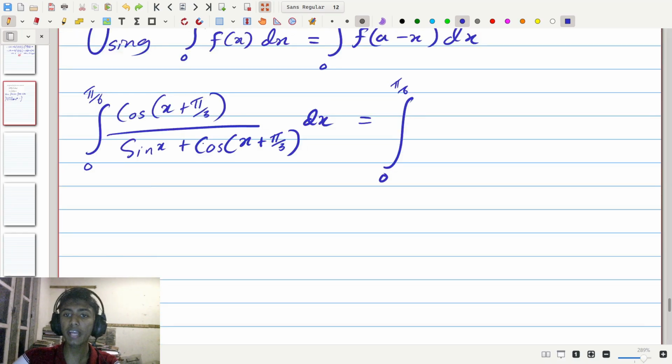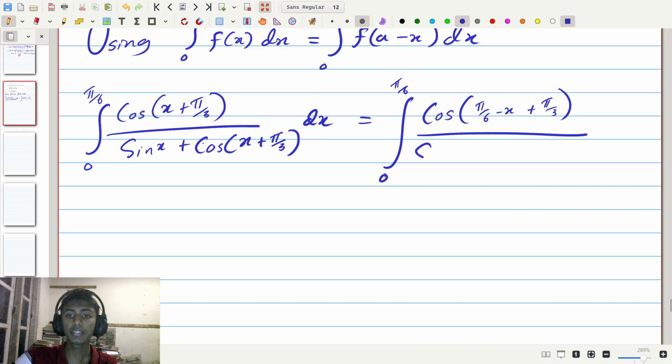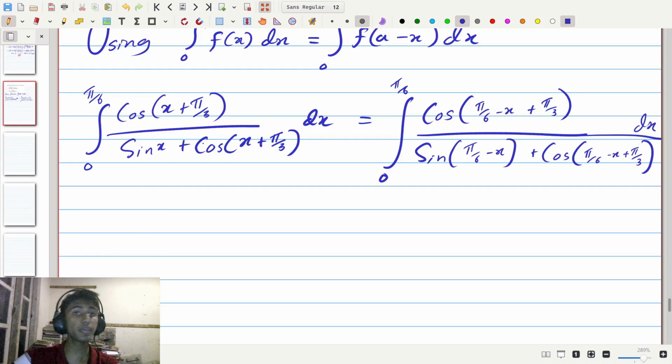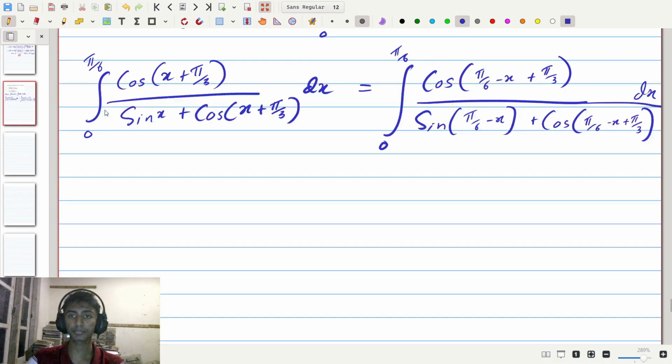So if we do that, if we rewrite the expression with that substitution, we can see we get on the top pi by 6 minus x plus pi by 3, and at the bottom we get the sine of pi by 6 minus x plus the cosine of pi by 6 minus x plus pi by 3, all integrated with respect to x. So all of this is being integrated with respect to x.